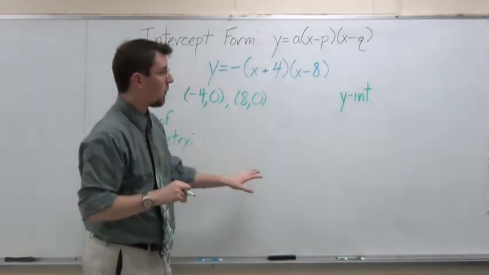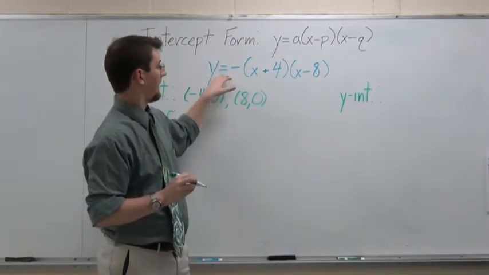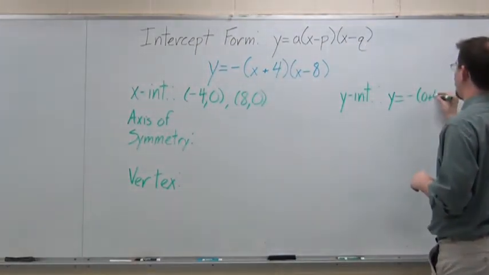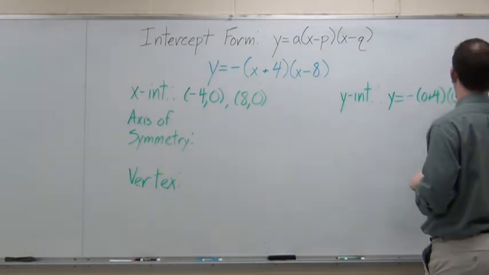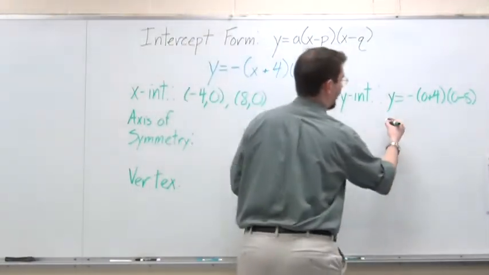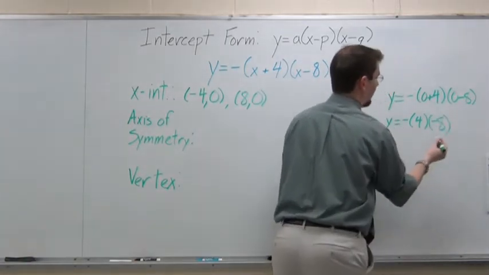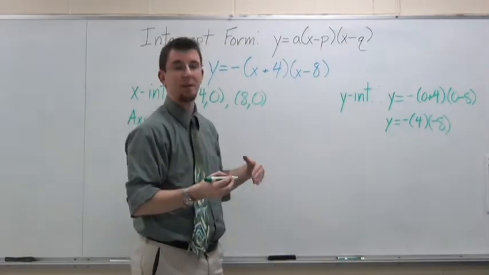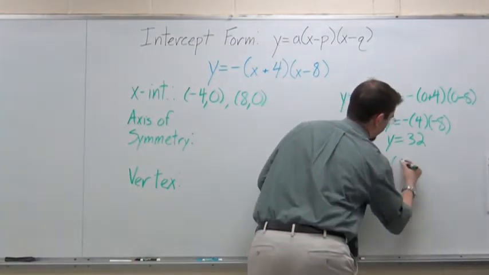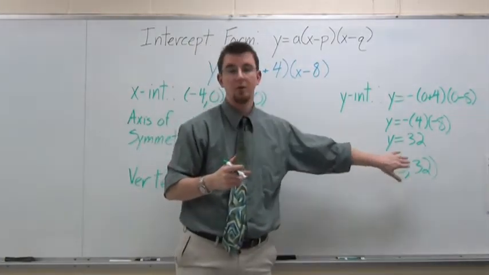Y-intercept, same thing as we've done before, where you plug in 0 for x. In this case, y equals negative 0 plus 4 and 0 minus 8. And when we go ahead and evaluate that, we get negative 4 times negative 8, which ends up being positive 32. And so we have a y-intercept of 0, 32.